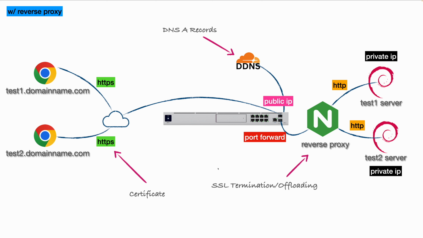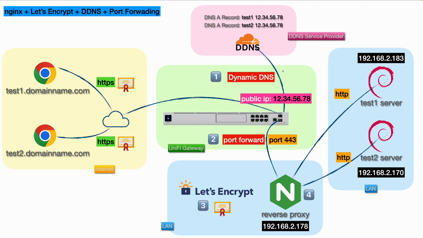In this video, we will dig into the details of each single step of what you can do in a UniFi network environment. There will be 4 major steps in this video. First, configuring the DDNS. Second, doing port forwarding. Third, using Let's Encrypt to manage certificates. The last step, the most important step, is to set up the reverse proxy.